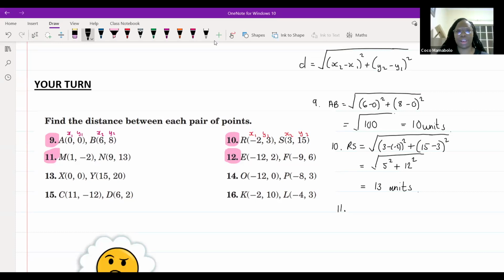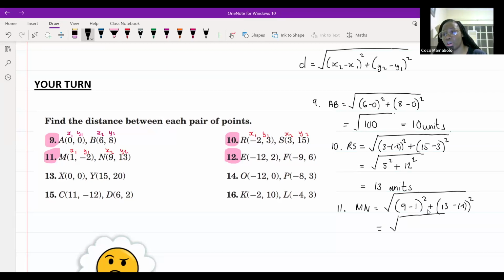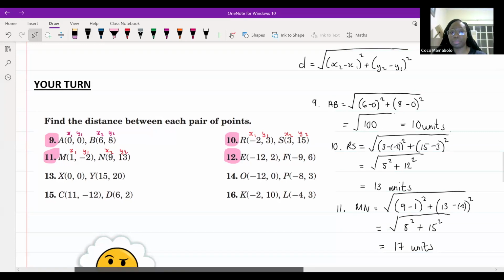Question 11 wants us to find MN. So I'm going to name this x1, y1, and this one x2, y2. And then I'm just going to sub in. MN is equal to the square root of x2, which is 9, minus x1, which is 1, squared, plus y2, which is 13, minus negative 2, all squared, which is equal to the square root of 8 squared, plus 15 squared, which is the square root of 289, which is 17 units. All right, and then the very last one, number 12.